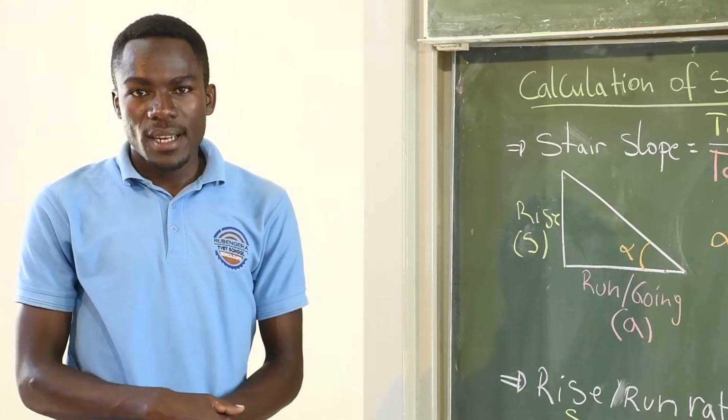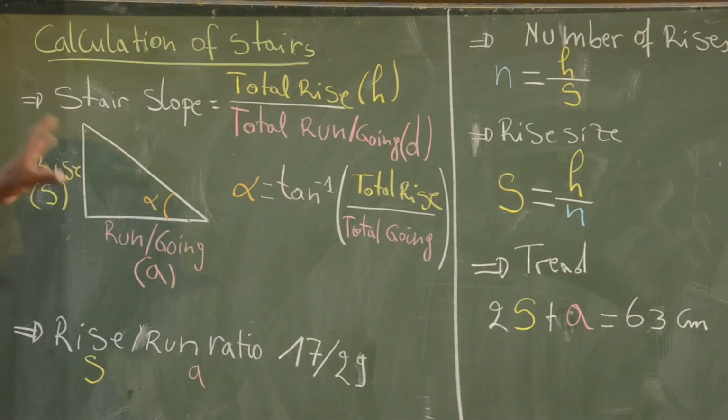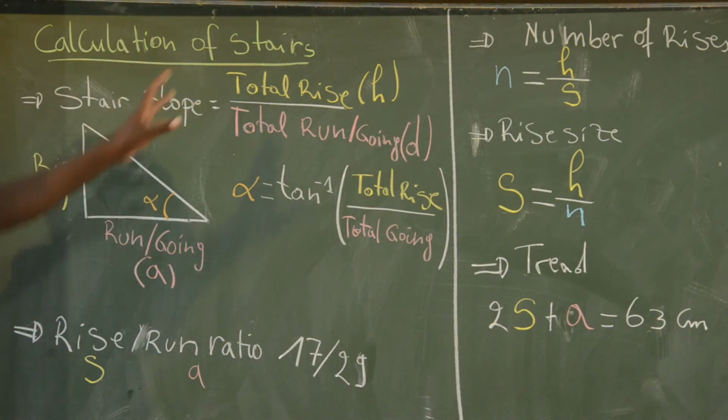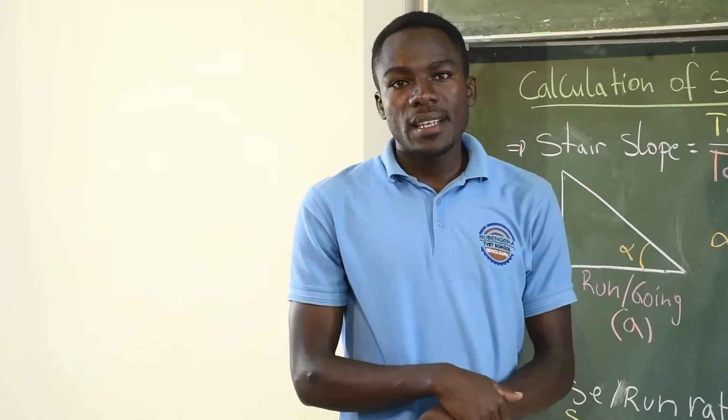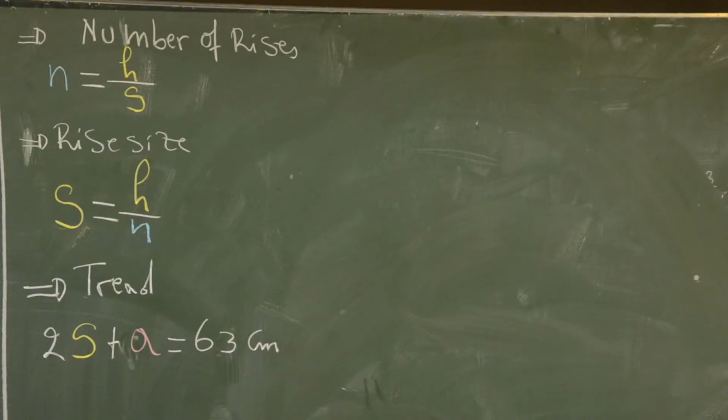With the standards, now let's talk about calculations. Before doing any calculation, you have to determine the slope of stairs to know if you do a straight stair or another type of stair. The slope is determined by total rise over the total run. The next step is to determine the number of rises of the stairway, which is determined by the total height or the total rise over the rise in the rise-run ratio.